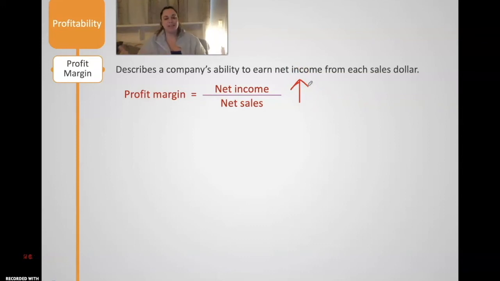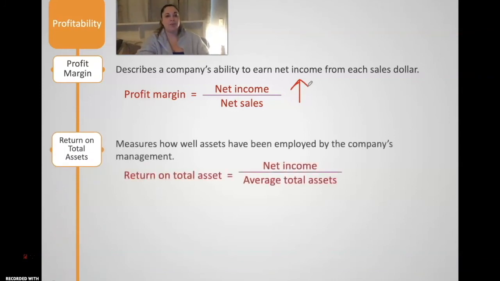We do have to pay salaries, maybe office space. So a lot of our money does need to go somewhere, but we want to keep as much of that as we can. Okay, return on total assets measures how well assets have been employed by the company's management.